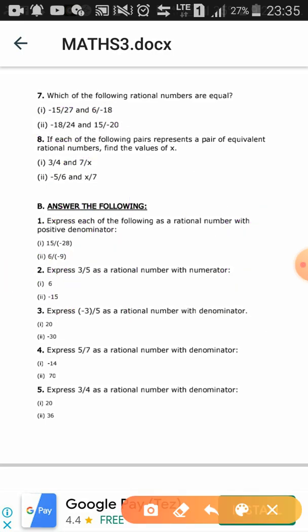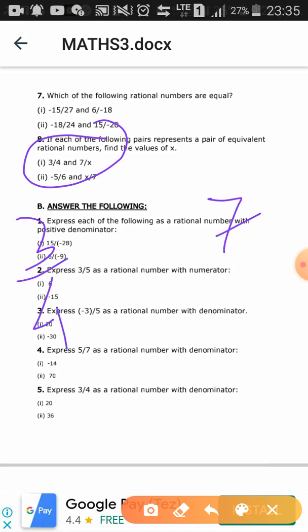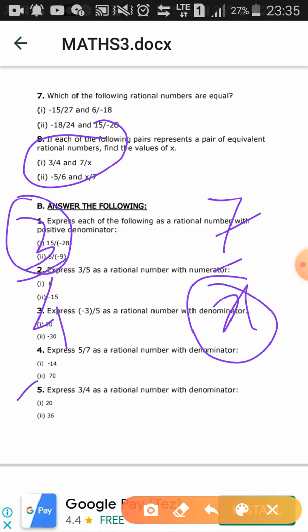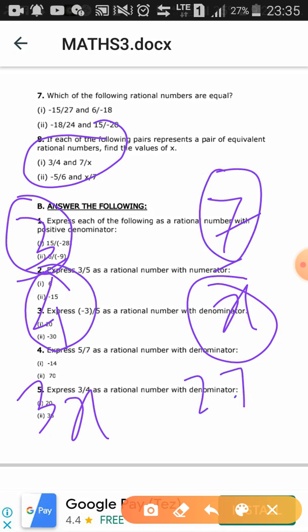Again, here you have been given two rational numbers, 3 by 4 and 7 by x. You have been asked to find out the value of x. So you will just cross multiply. 3 into x is 3x. 4 into 7 is 28, and then you will find out the value of x.